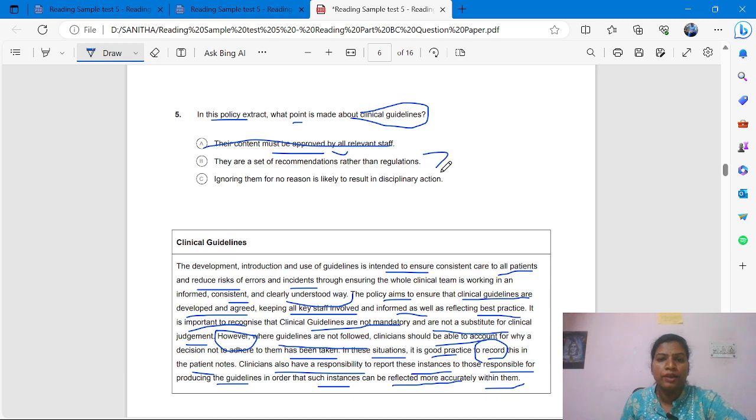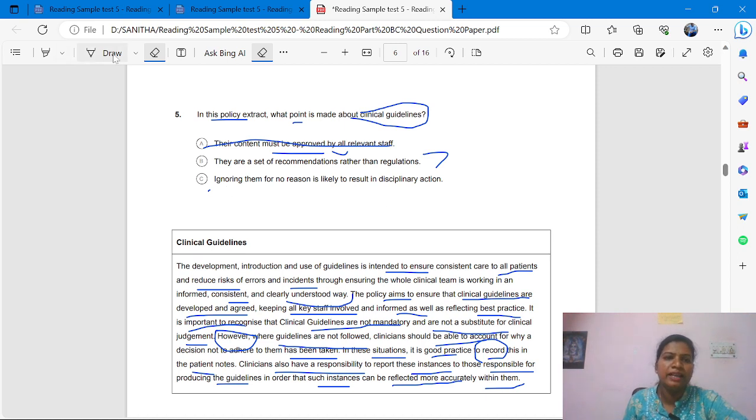Okay. Ignoring them for no reason is likely to result in disciplinary action. Is it saying anything about that? No, we can eliminate this option. Ignoring them for no reason is likely to result in disciplinary action. So it is not saying anything about option C.